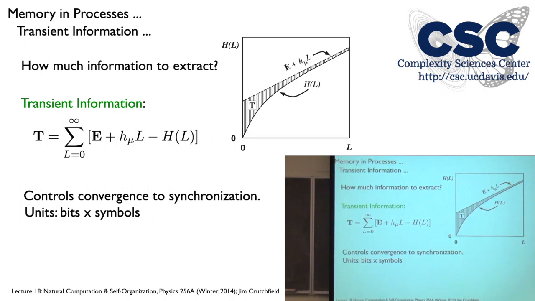So the units here are actually bits. There's an implied integral dx in here. There's a symbol here. So the bits of the transient information T are bits per symbol.